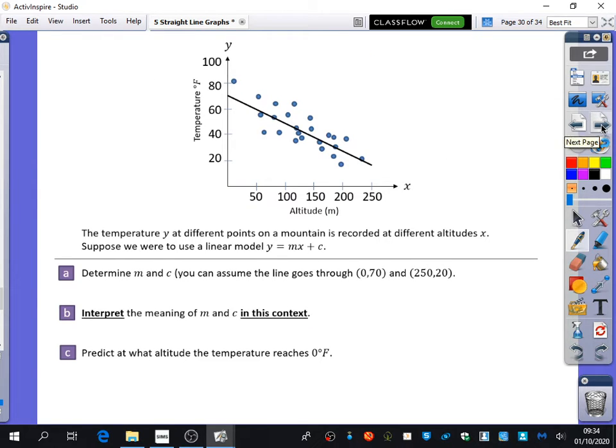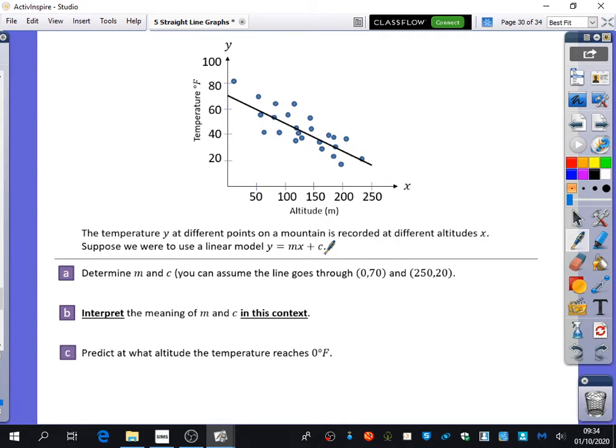I've just got one example here. Altitude is along the bottom, and it's the temperature, this time in degrees Fahrenheit. It says that the temperature y at different points on a mountain is recorded at different altitudes x. They've drawn in a line of best fit here, and this line of best fit is going to be the linear model they are using, the linear model of y = mx + c.